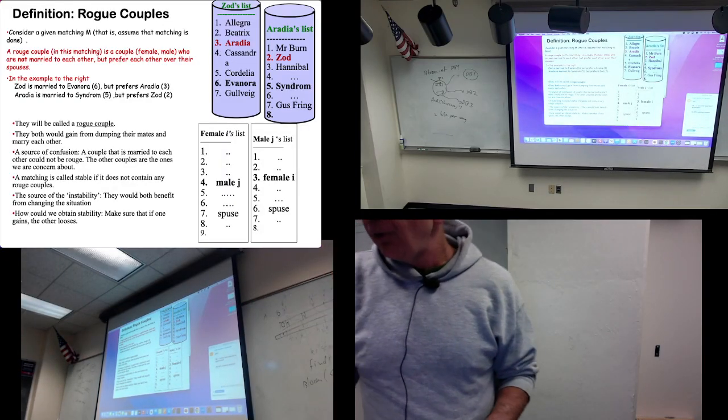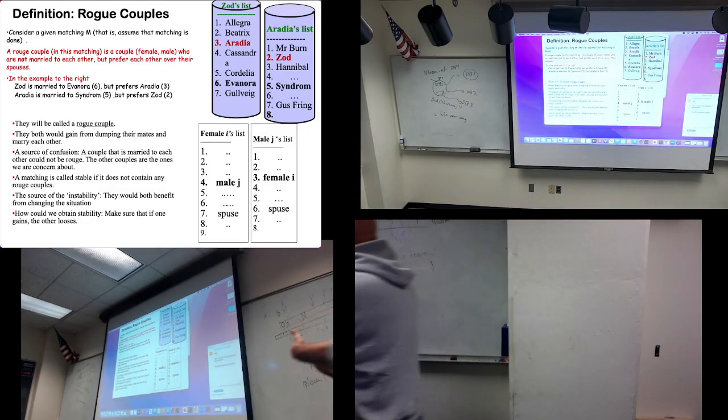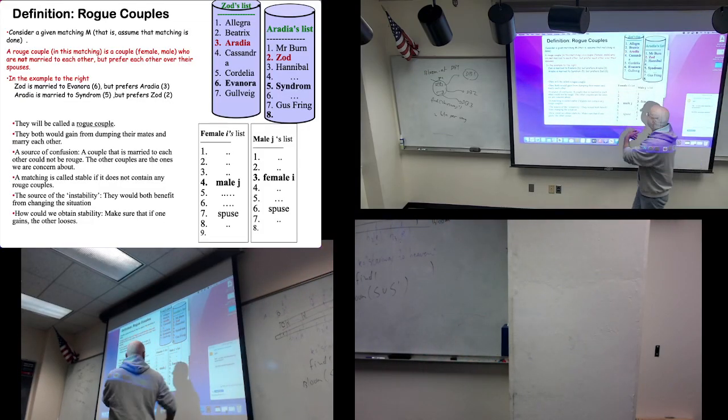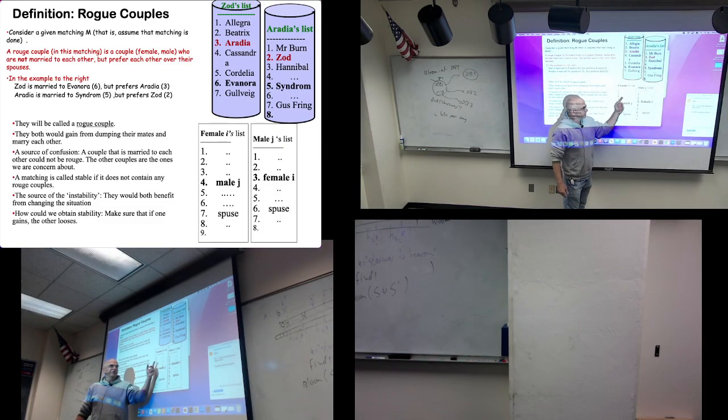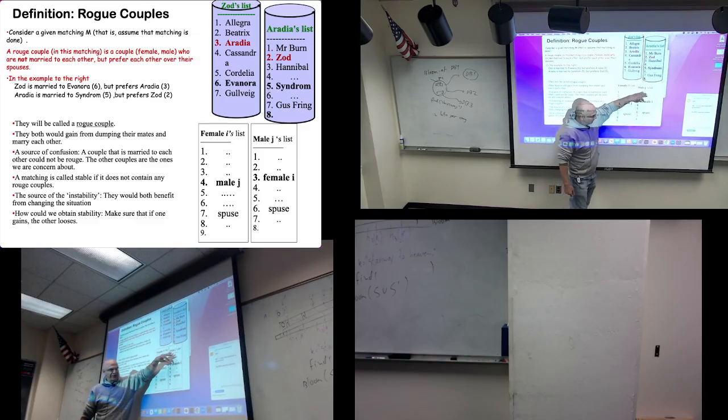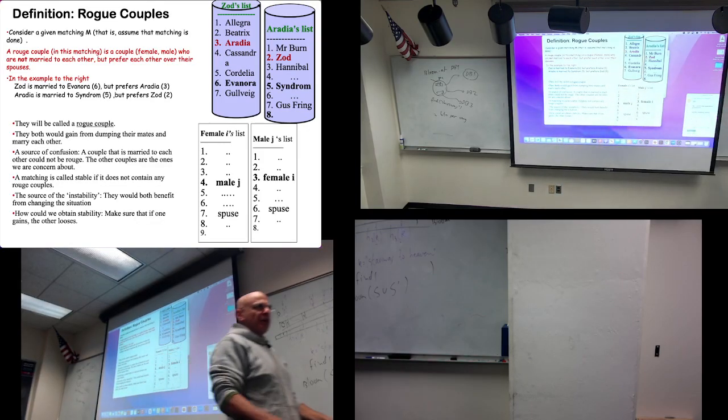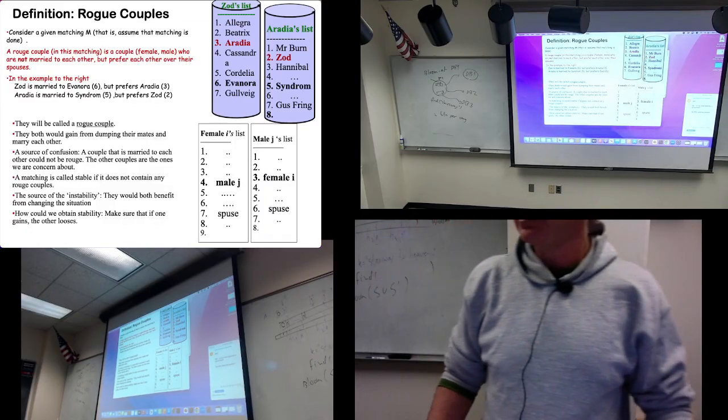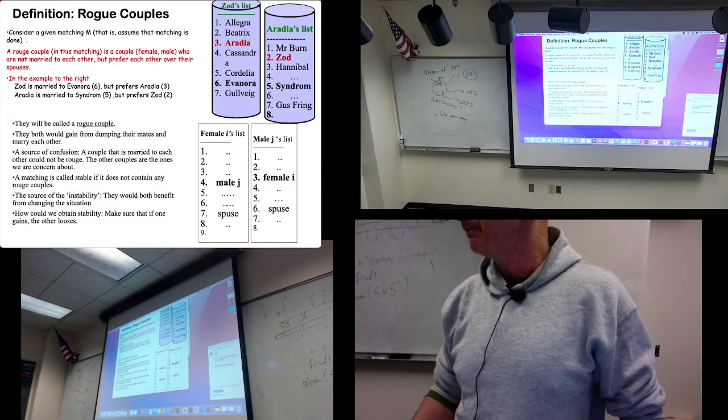Right? We're ignoring the moral side. We're not saying that they will do it, but at least there is a potential of instability here, because they both earn, they will both upgrade in their list if they dump their spouses and marry each other. They are a pair who are not married to each other, but canceling the two marriages and marrying each other will bring them both more happiness, if you wish. That's what makes a rogue couple.